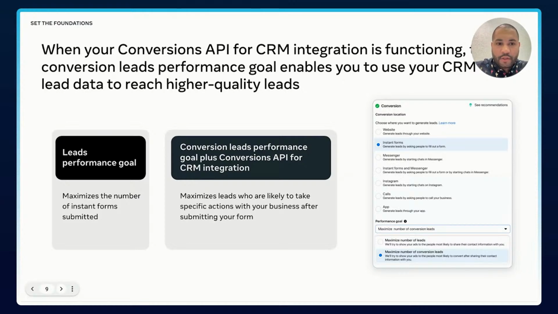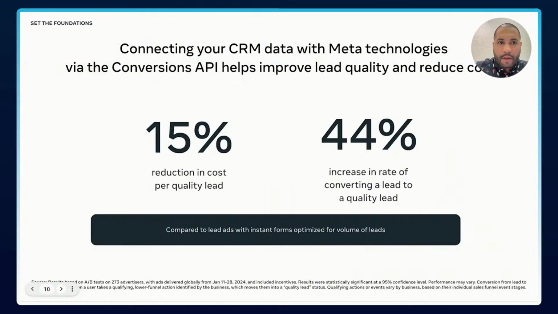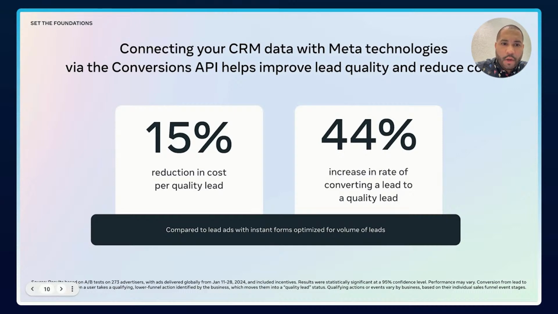Your next campaigns, you want to make sure that you're maximizing those leads that are able to take those specific actions that you've already indicated as that lower funnel event. And we've seen results. If you go to the next slide, when doing that, we've seen two main impact points that I want to call out. One is a 15% reduction in cost per quality lead, and the other is a 44% increase in rate of converting a lead to a quality lead.